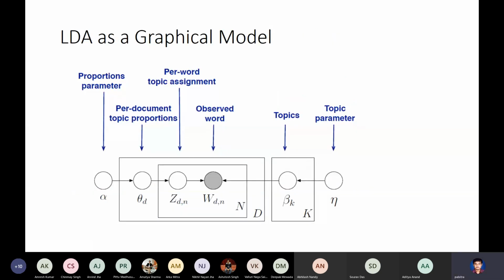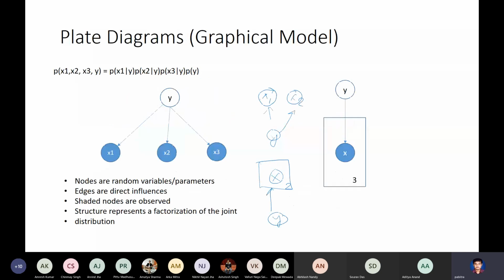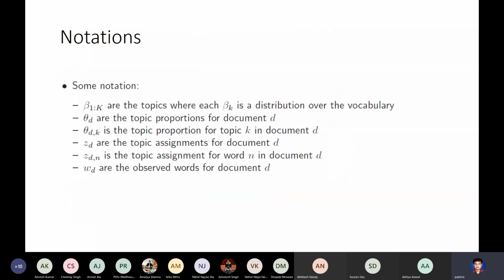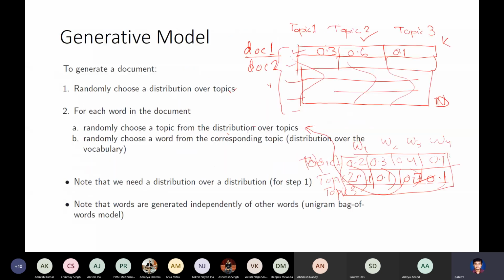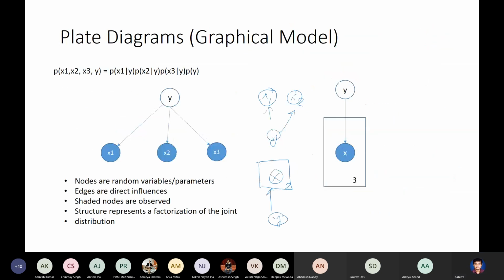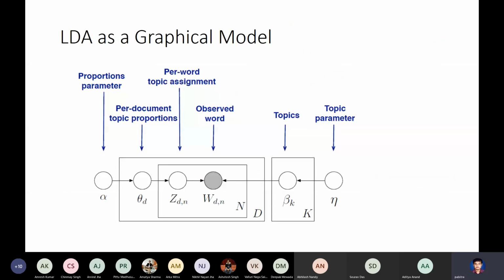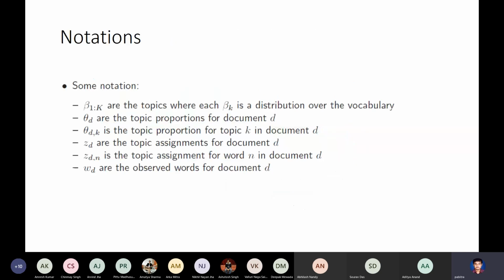Okay, so now let us write the generative model that we discussed earlier as a plate diagram or a graphical model. And this generative model is called latent Dirichlet allocation. Let me explain what the process is.